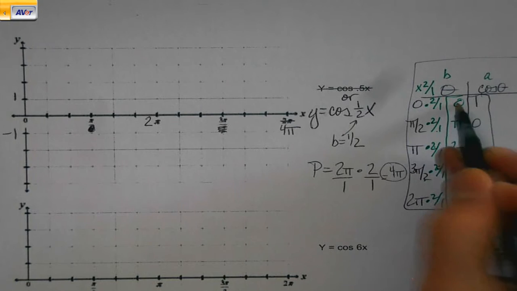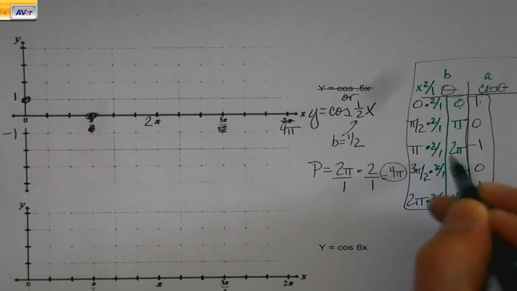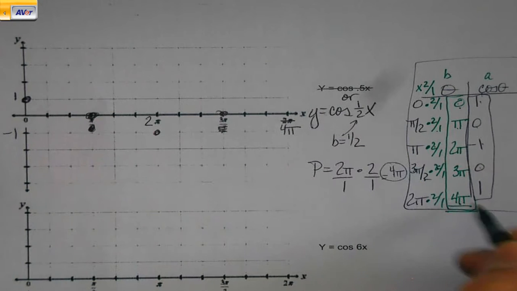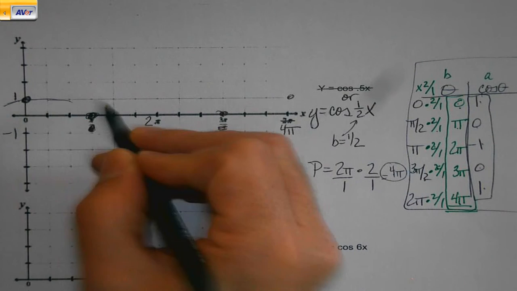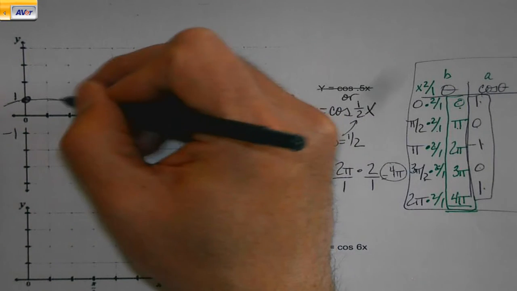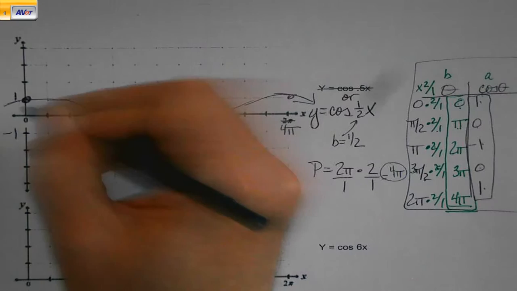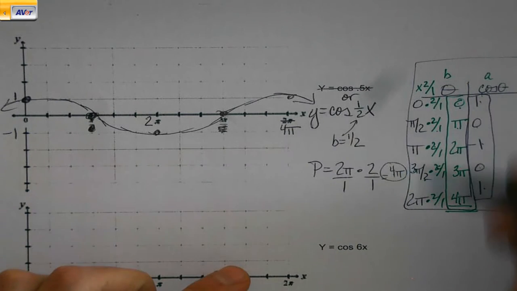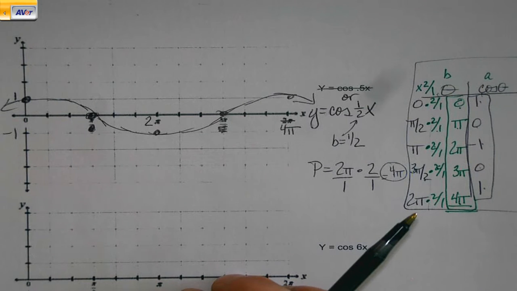Now we just plot them. 0, 1. Pi, 0. 2 pi, negative 1. 3 pi, 0. And 4 pi is back to 1. And this is more of your classic cosine graph. Kind of that U shape. But again, all I had to do, I get these given to me, multiply by the flip of b. And I didn't even have a cosine value to do this time. We will on the next one, though.